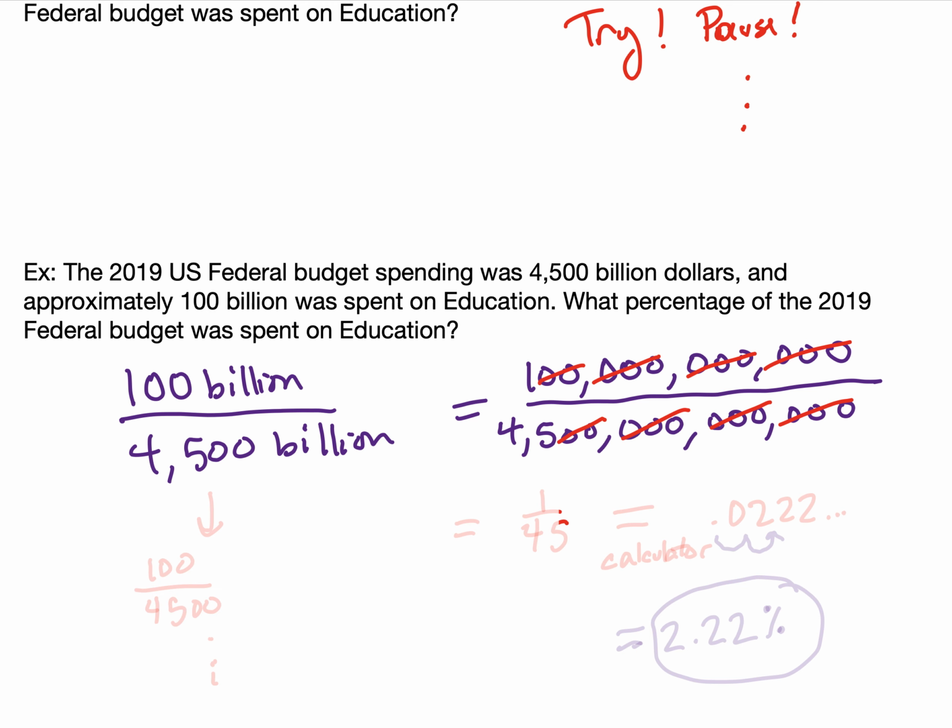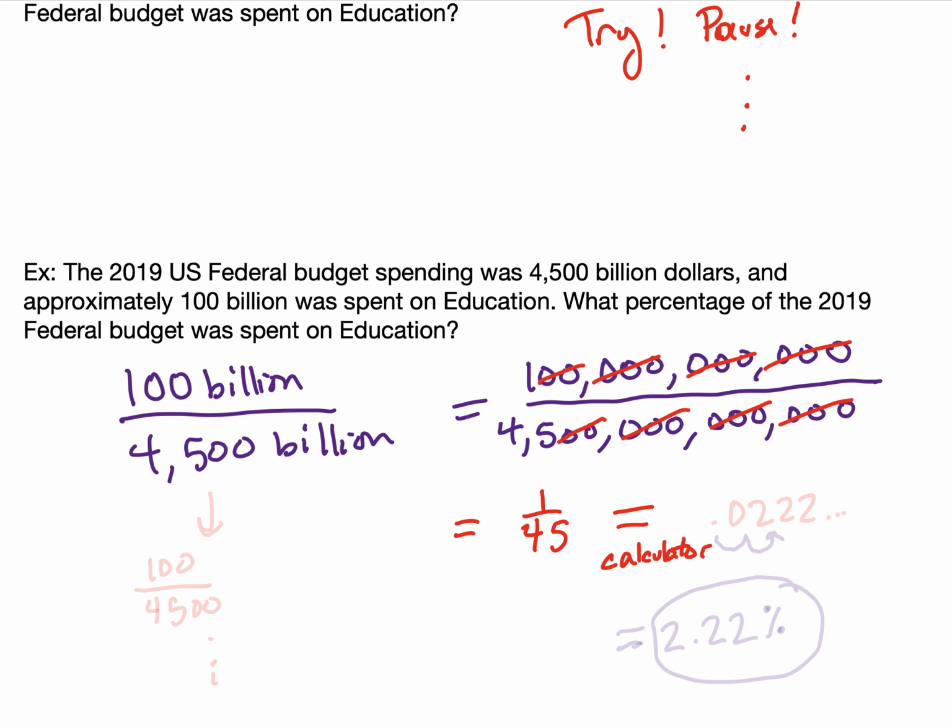And so this reduces down to just 1 out of 45. Again, if you were using a mental math estimate, you could say at this point, that's about 1 out of 50. That's pretty close to 2%. But if you wanted to get an exact value, at this point, you could either divide by hand or use a calculator.